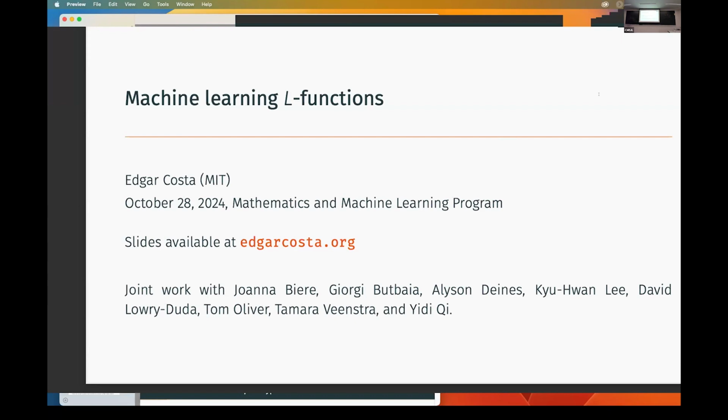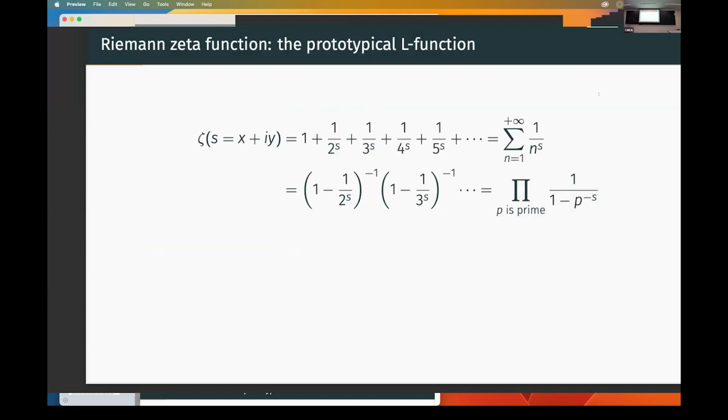The experiments are about L functions. L functions play a key role in the Langlands program. I'm not going to be able to tell you what the Langlands program is, but I'll start with the most canonical function that we know of, to give you an idea of the importance it has in mathematics, and then we can delve more into what we learned.